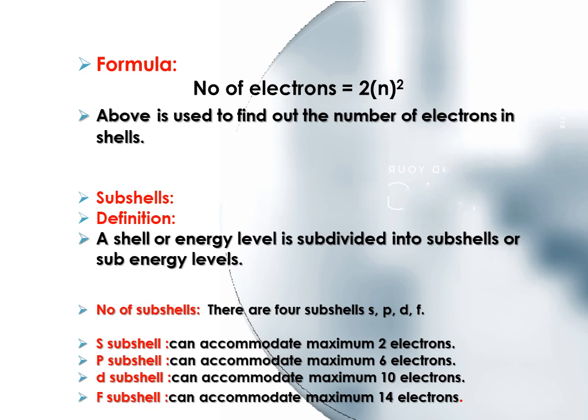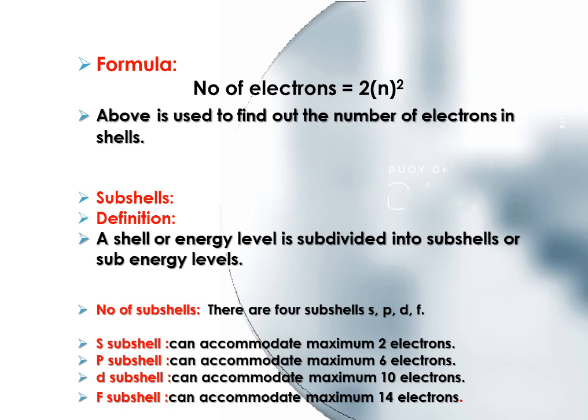Now come towards the subshells. Subshells definition: a shell or energy level is subdivided into subshells or sub-energy levels. For example, in homes we make rooms, in school we make different blocks for different classes. Same like that, scientists and chemists make some subdivisions in the shells of an atom, and these subdivisions of shells are called sub-energy levels.